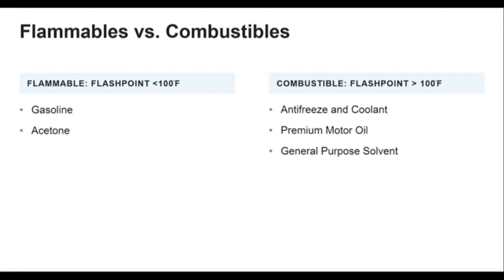For example, gasoline has a flash point of negative 35 degrees Fahrenheit. So at negative 35 degrees Fahrenheit or above, gasoline is giving off enough vapor to catch fire if an ignition source is present. Combustible materials have a higher flash point than flammables, above 100 degrees Fahrenheit, but can just as easily cause a fire or explosion if not used and stored properly.